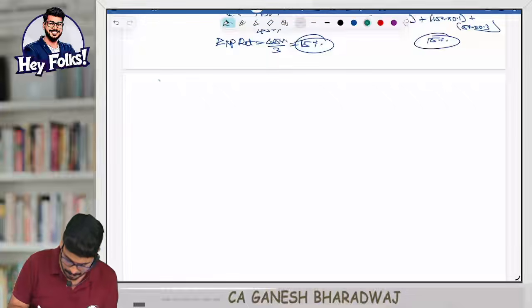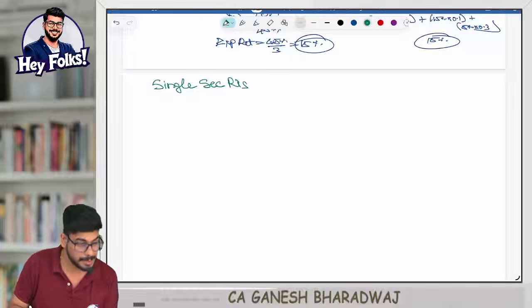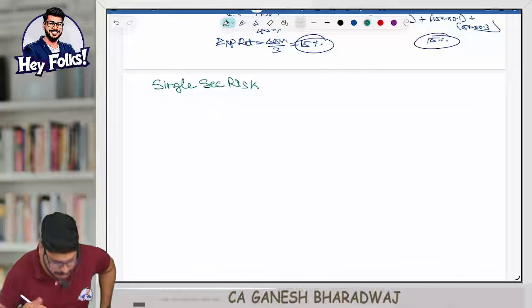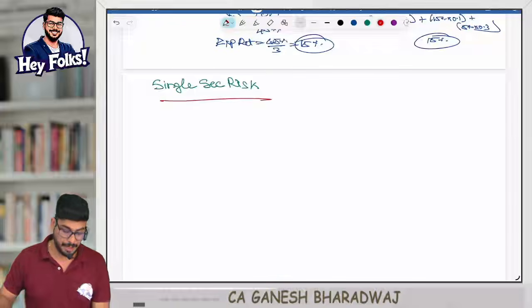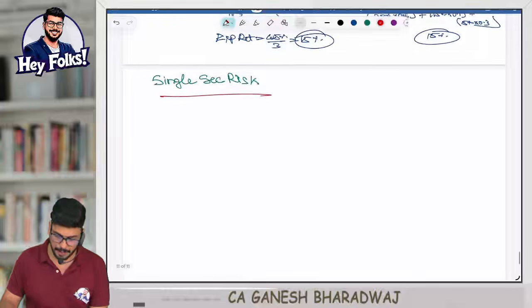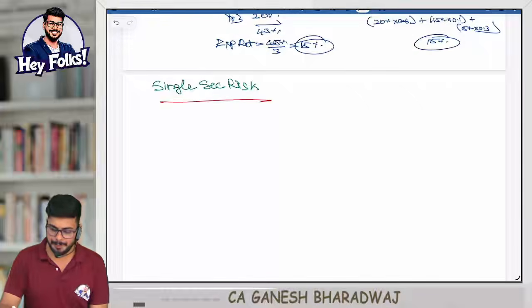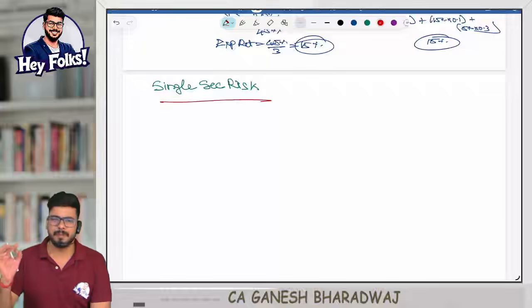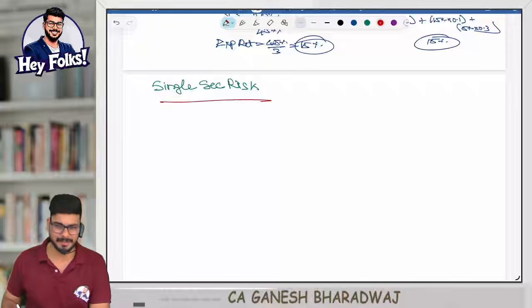Single security risk. Please take the heading: single security risk. Now, what do you mean by risk? I just told you, the chances of your expectation not getting fulfilled. That is called risk. Now, I will give you an example of two different shares, and you guys tell me based on your observation which share is riskier.